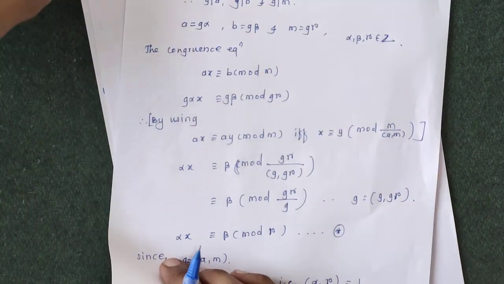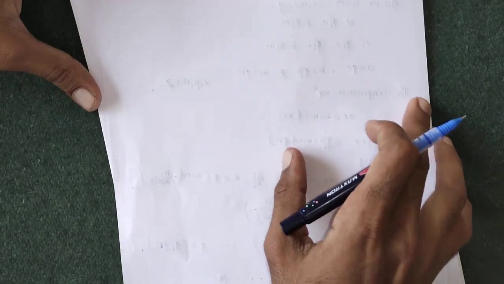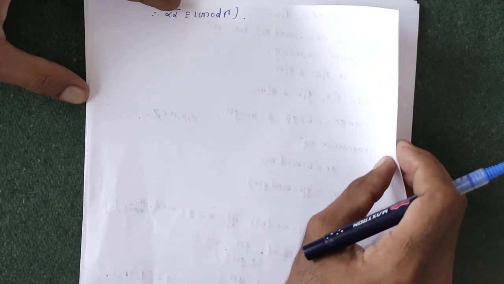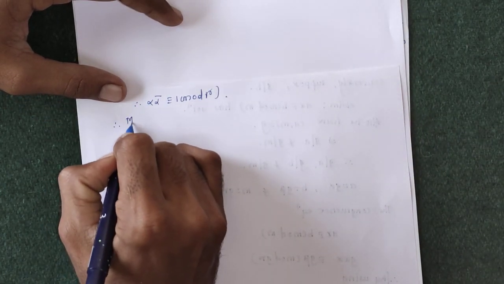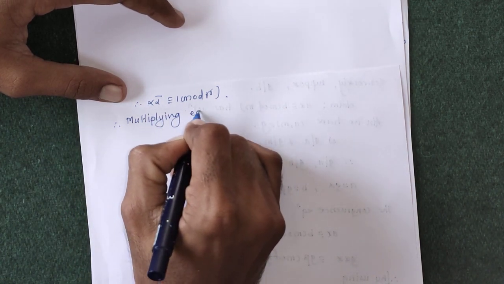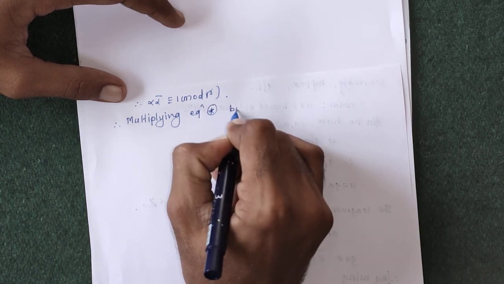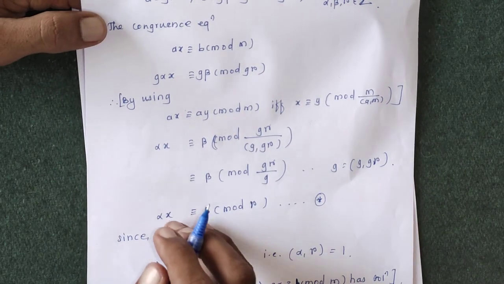So we have alpha bar is congruent to 1 modulo gamma. Therefore, multiplying equation star, that is congruence star, by alpha bar, we will get alpha bar x is congruent to alpha bar beta under modulo gamma.